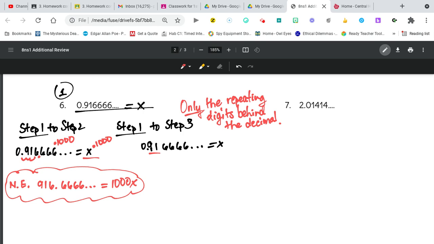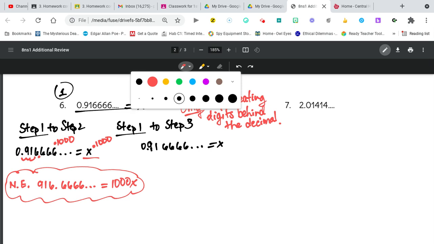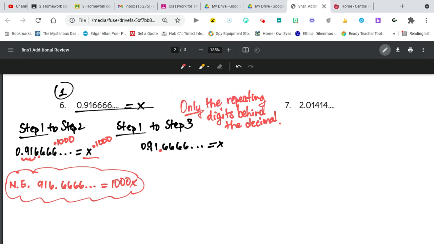So what do I do to get only the 6s behind the decimal? It's pretty simple. Just move your decimal here, and then you have only the 6s behind the decimal. But if you move your decimal here, you're multiplying by 100 because you're moving 2 places. So 100 has 2 zeros. But if you multiply that side by 100, you also have to multiply x by 100. So I'm going to get the equation 91 and then a bunch of 6s. I will not write 3. And then 100 times x, or x times 100, is 100x. So this is my other equation.